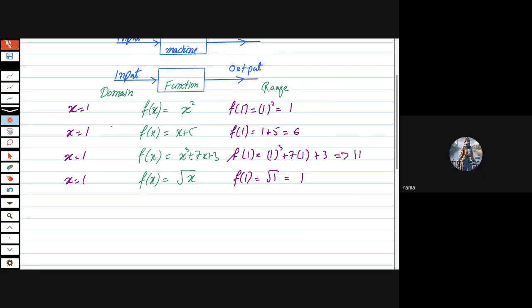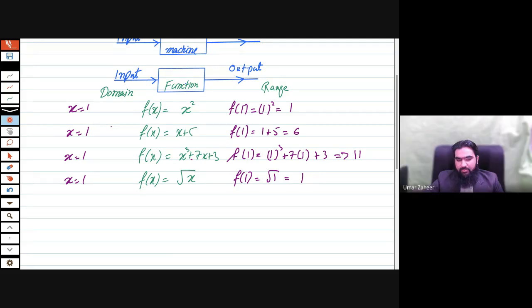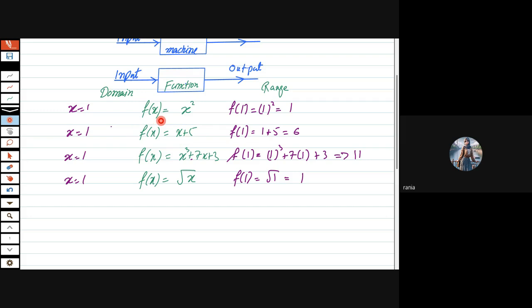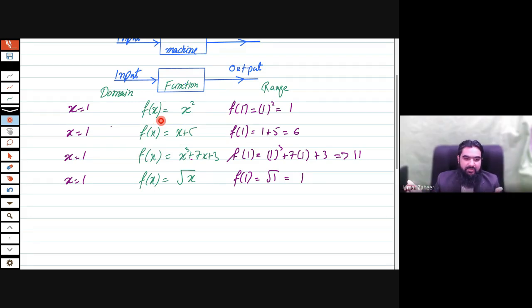Sir, but I'm asking in which one, how do we know in which function we should substitute the value? Yeah, the green one. I'm just taking a simple random function. Obviously, the examiner is going to give you a single function, one function.